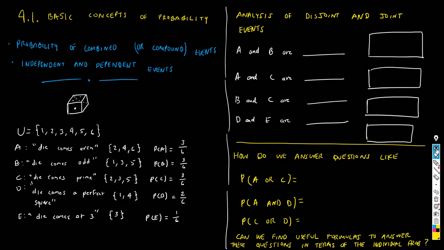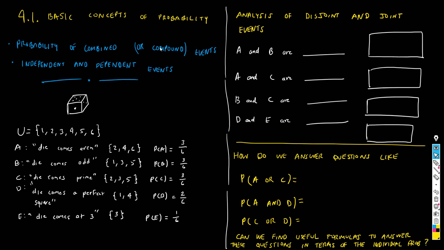Hello guys, let's continue with subtopic 4.1, basic concepts of probability. Today we're gonna go over two concepts: the probability of combined or compound events, and usually these two words are used interchangeably, combined or compound events. And also the concept of independent and dependent events.